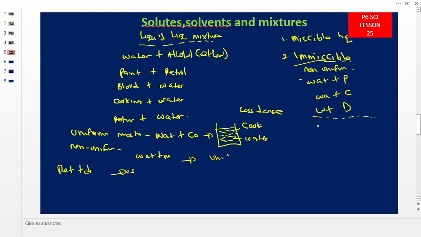Now what is the best method to separate them? For example, I want to get my oil back. What am I going to do? I'm going to use a method called a separating funnel. This question came in UNEB 2018 section B, and you are studying it right from primary 5. Now this one is my separating funnel, just like this. Then it has a tap down here. Let me rub this and draw it clearly, just like this.